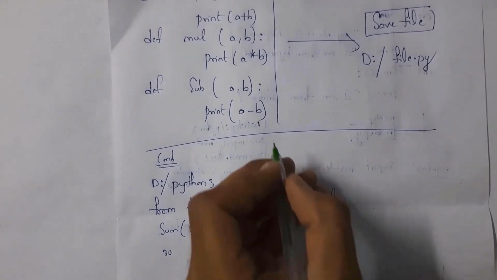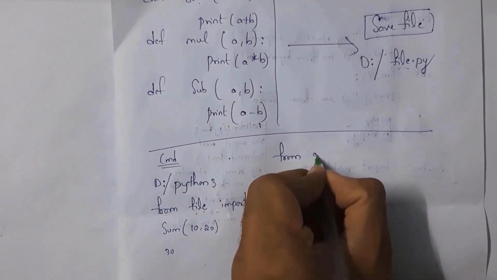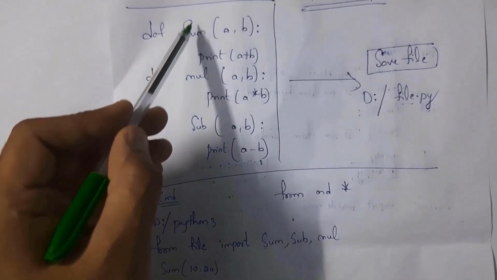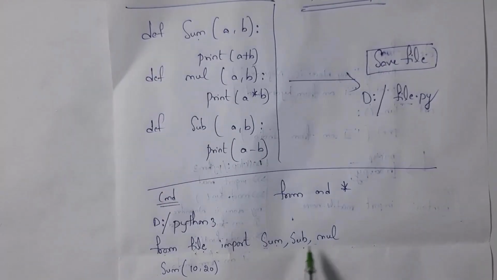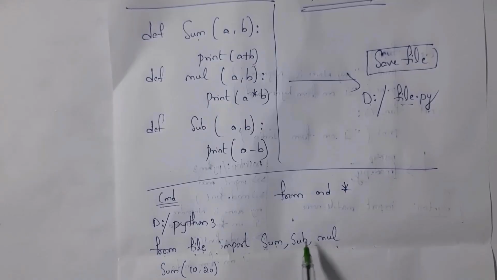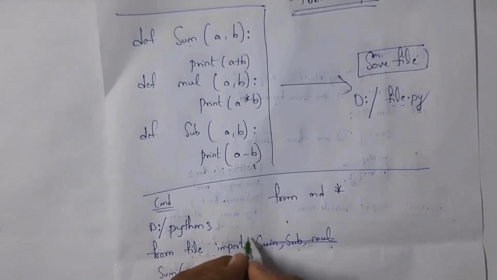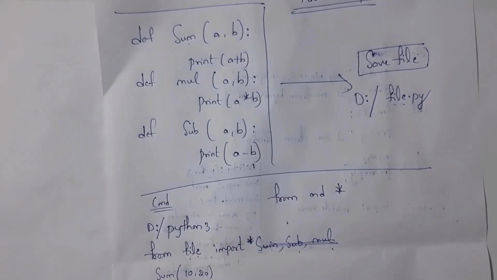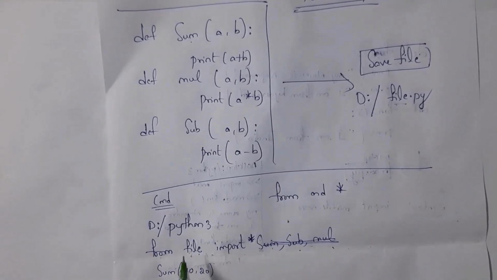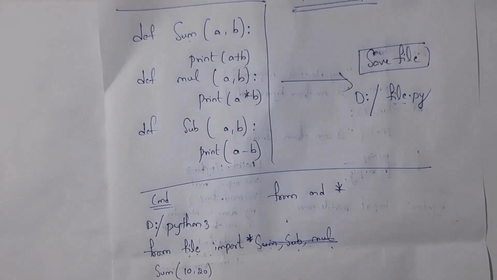I will explain what is the use of from and star symbol. For example, I want to import all these functions. So I wrote here sum, sub and mul, and it will import sum, mul and sub. But instead of writing all function names, you can just include star. So just write from file import star. This star symbol is used to import all functions. In order to import all functions or classes, you can use the star symbol. So I wrote from file import star. Now you can perform addition or subtraction or multiplication. It will accept.